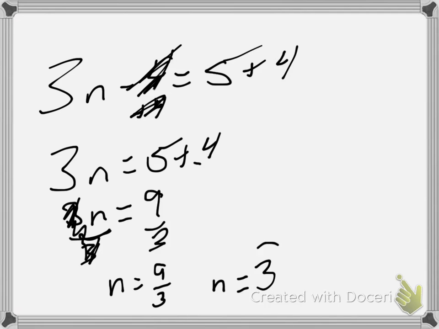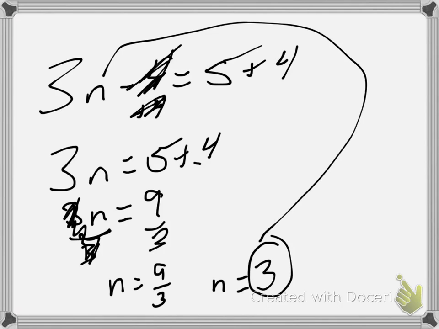Now I can take that and plug that in to the n up here. 3 times 3 is 9. Subtract 4, and that equaled 5, which was the answer that I originally started with.